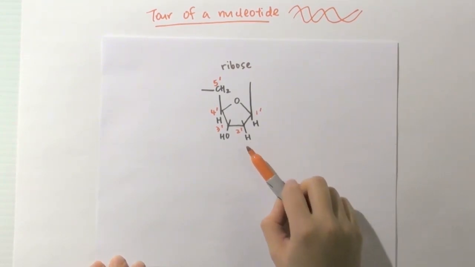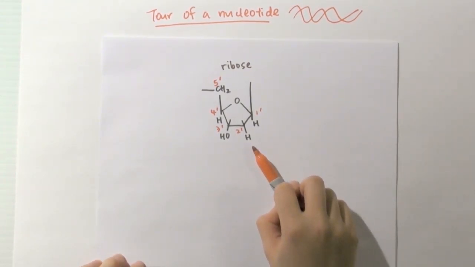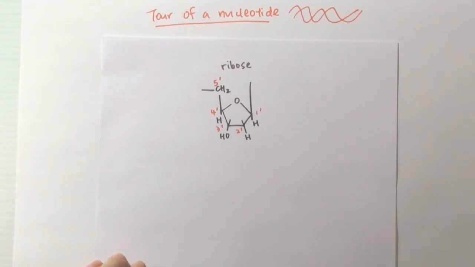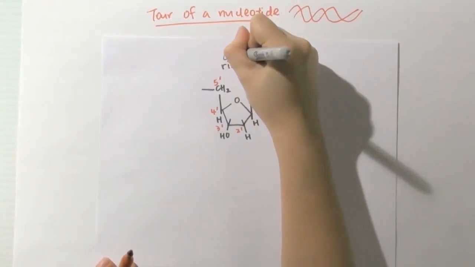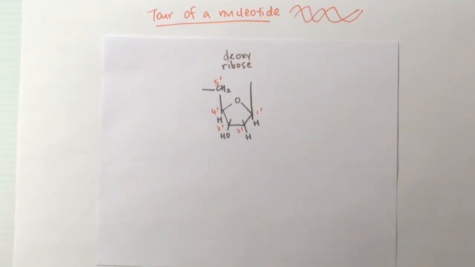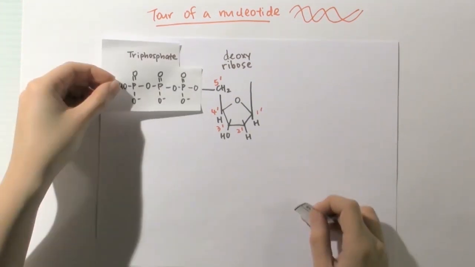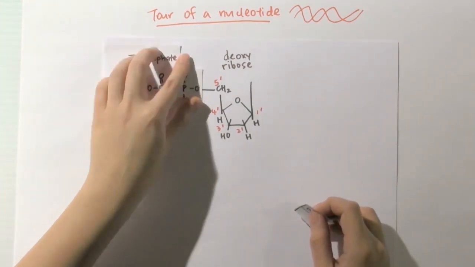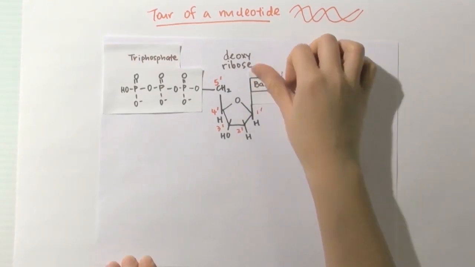Now what group do you see on the 2' carbon? Right, there is no hydroxyl group. So this ribose is actually a deoxyribose. And your deoxyribose is a building block of DNA. What else do we need to make this a nucleotide? You need a 5' phosphate group and a base attached to your 1' carbon.